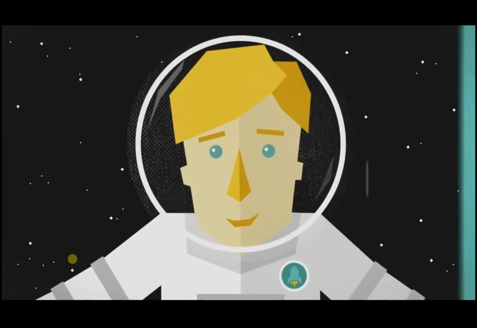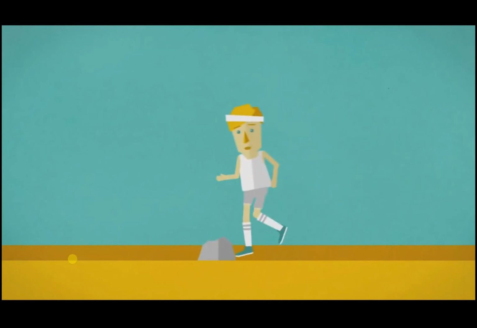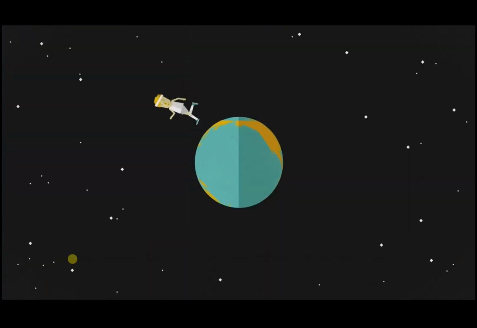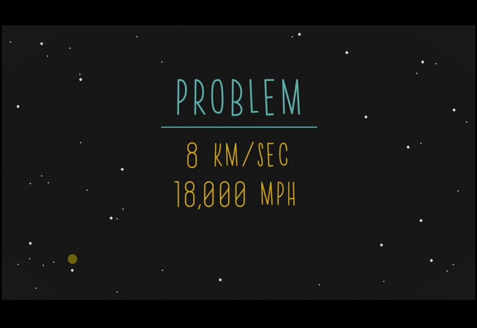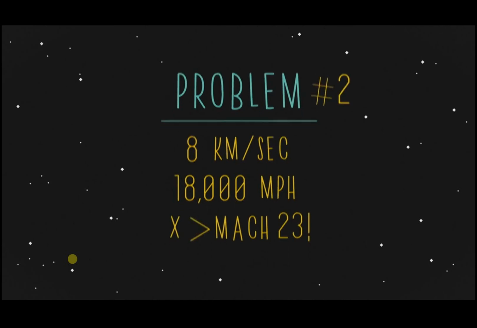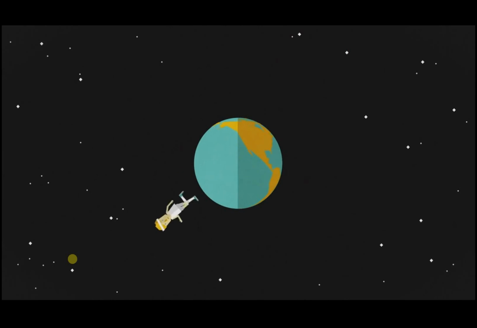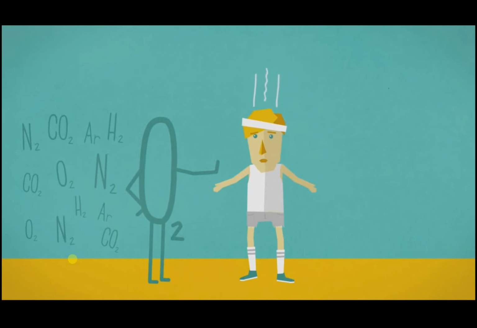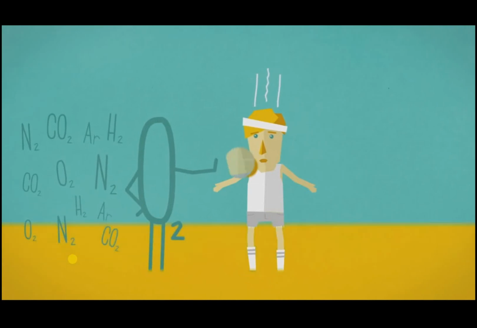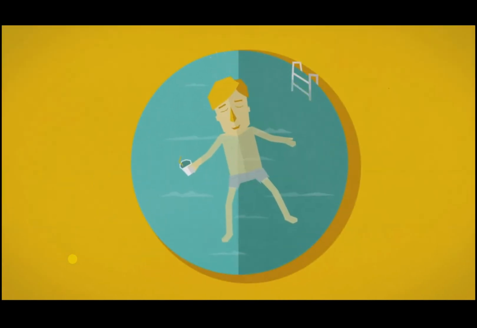So technically, if you ran fast enough and tripped, you could miss the Earth. But there's a big problem. First, you have to be going 8 kilometers a second. That's 18,000 miles an hour, just over Mach 23. The second problem, if you're going that fast, yes, you would orbit the Earth and come back where you came from, but there's a lot of air in the way, right? Much less people and things. So you would burn up due to atmospheric friction. So I do not recommend this.